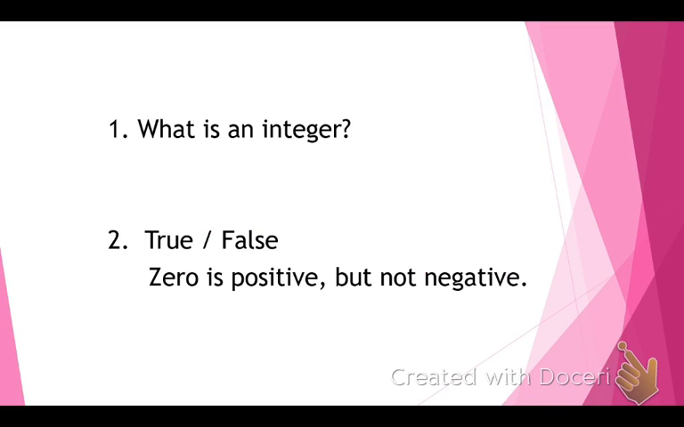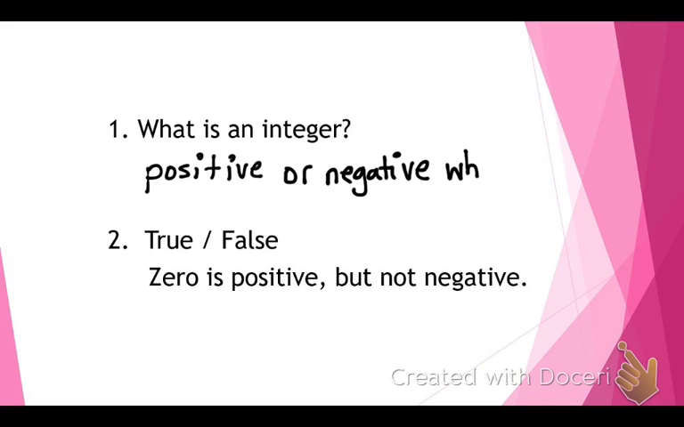It asks us, what is an integer? Does anybody remember what an integer is? Anyone want to take a guess? Okay, she says a negative or positive number. What kind of a number? Positive or negative what? Whole number is correct. An integer is simply a positive or a negative whole number.